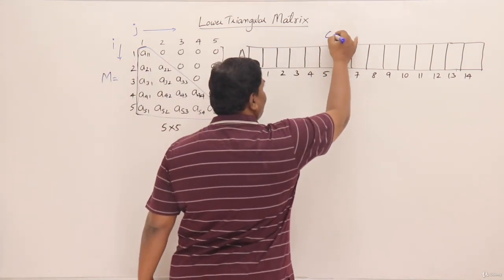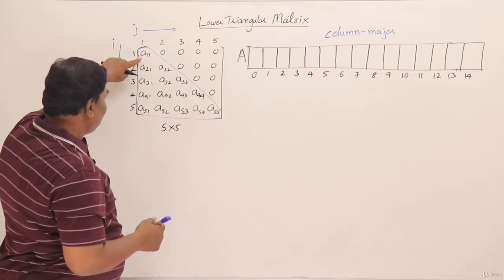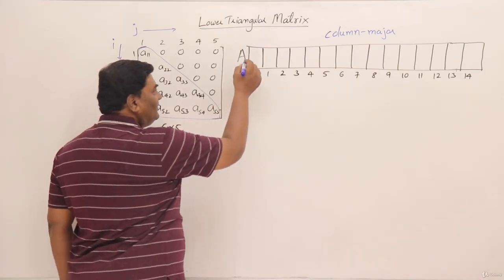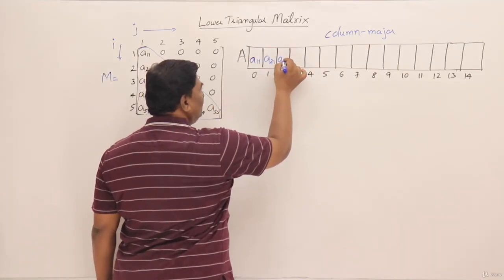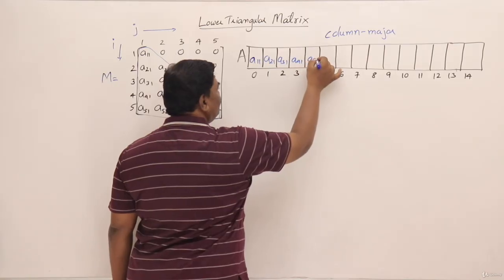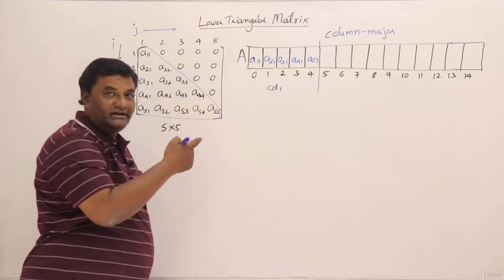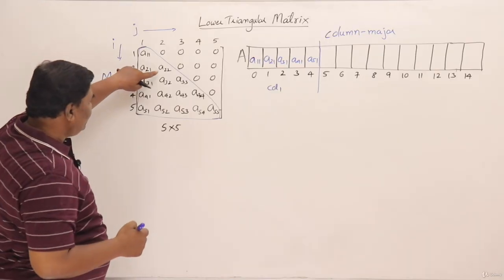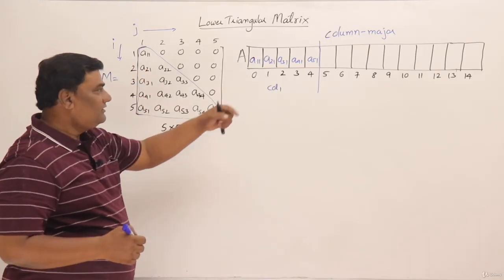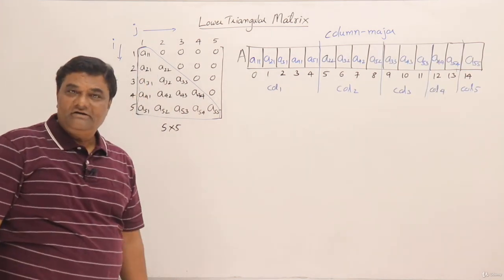So the column major formula. I'll fill the elements column by column. The first column elements are 1,1, 2,1, 3,1, 4,1, 5,1. So this is column 1. Likewise, I'll fill up the second column, that is 2,2, 3,2, 4,2, 5,2. So I'll fill all the columns. So I have filled all the elements column by column.